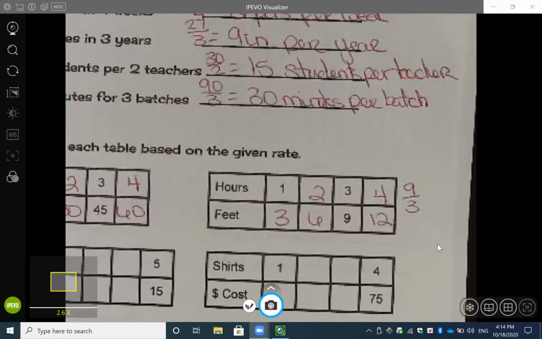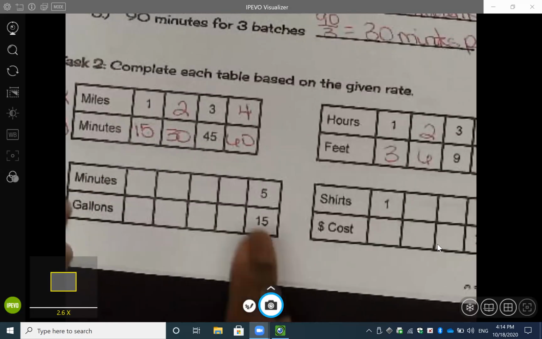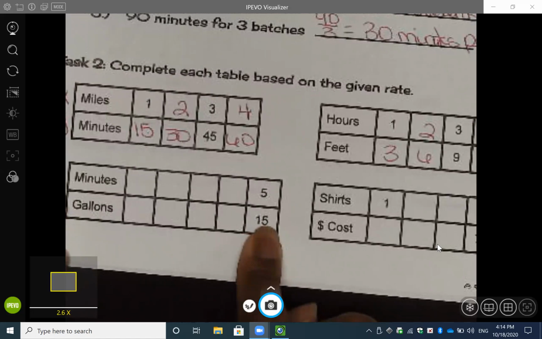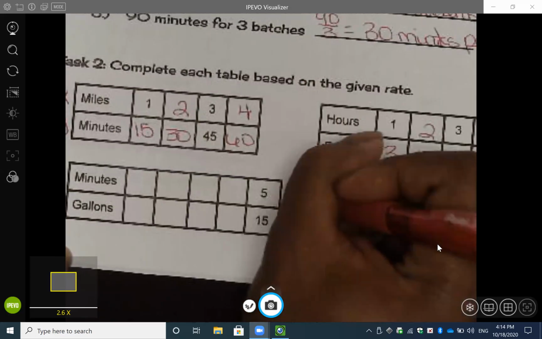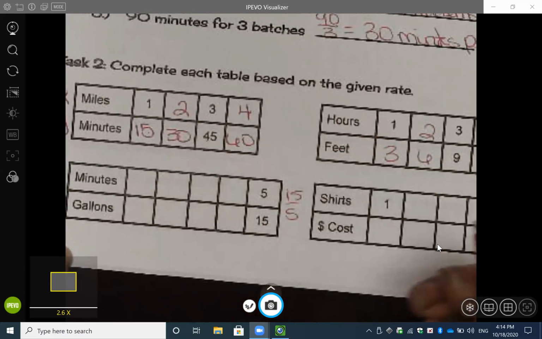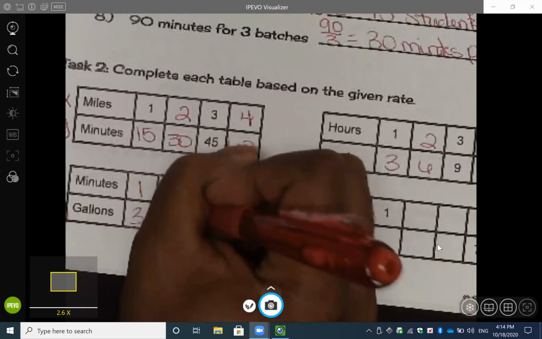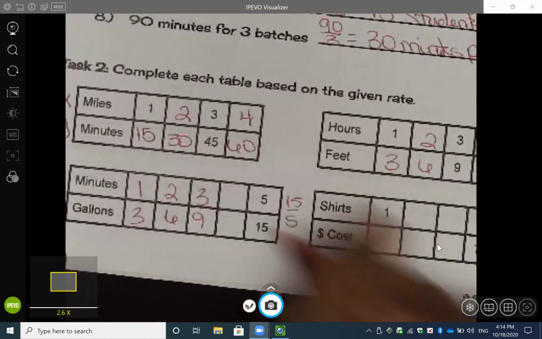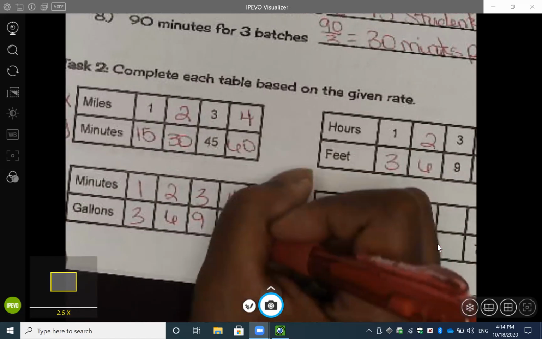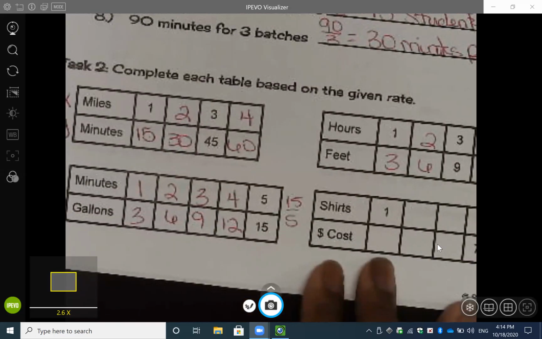Okay. The next one, we have minutes and gallons. So in 5 minutes, it'll be 15 gallons. So if we do 15 divided by 5, we have 3. So 1 minute gives us 3 gallons. 2 minutes gives us 6 gallons. 3 minutes gives us 9 gallons. 4 minutes gives us 12 gallons. And 5 minutes is 15 gallons. Okay.